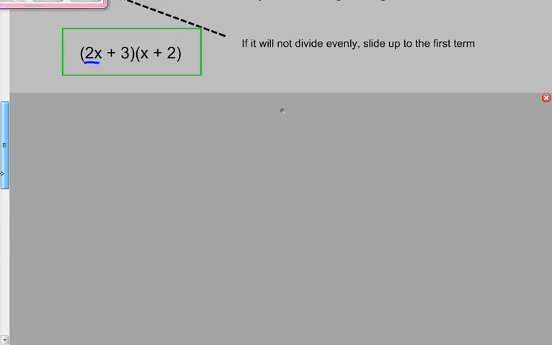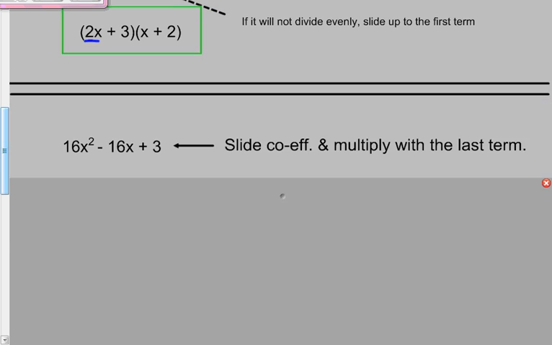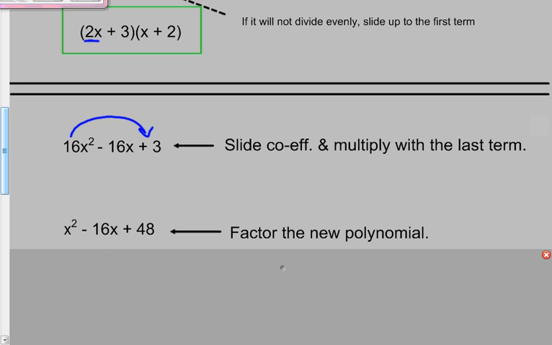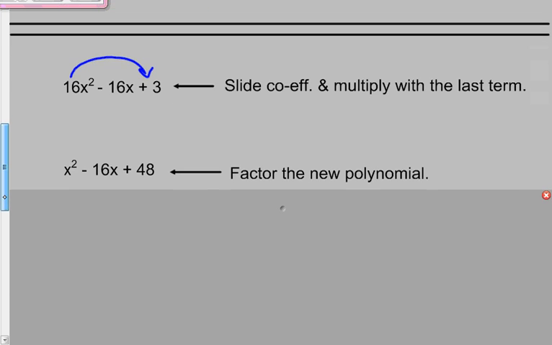Let's go to another one, and I'll show you this again, step by step. Okay, now, at the beginning I said to reduce your polynomial if possible. That means look at each term, can it be reduced? And no, there's nothing we can divide away from 16, 16, and 3. So we cannot reduce this one. We'll start out by sliding the first term and multiplying it with the last. So 16 times 3 becomes 48. So it's left with x squared minus 16x plus 48. The middle term is not affected yet.